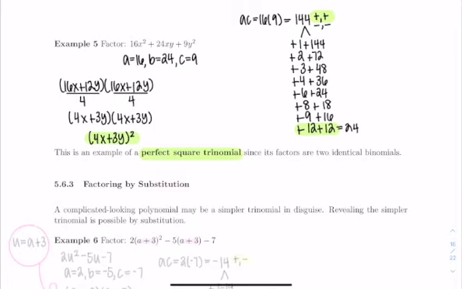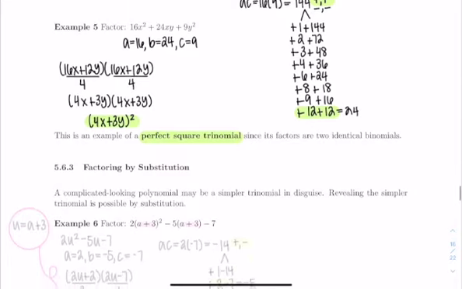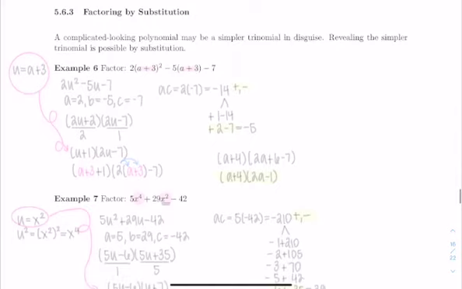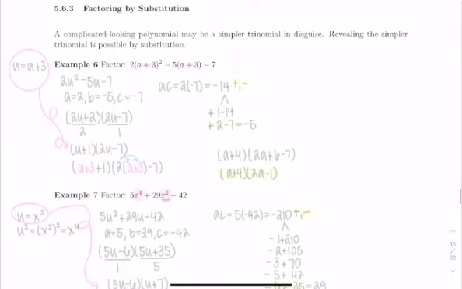The last thing we're going to look at for this section is factoring by substitution. This seems to throw a lot of students off, but this just allows us to turn a complicated looking polynomial into a simpler trinomial in disguise, and then we can solve it and back substitute.